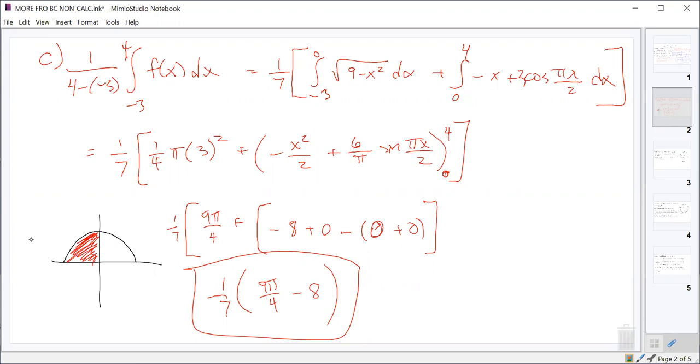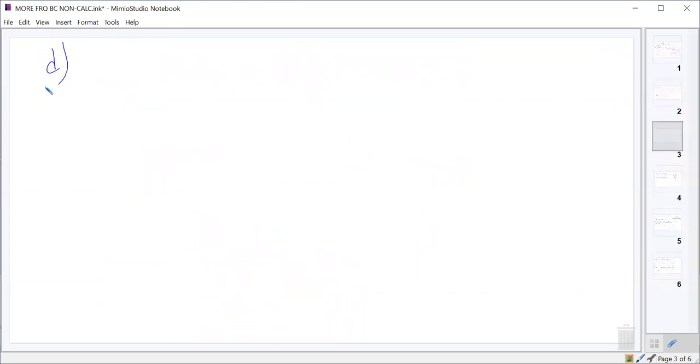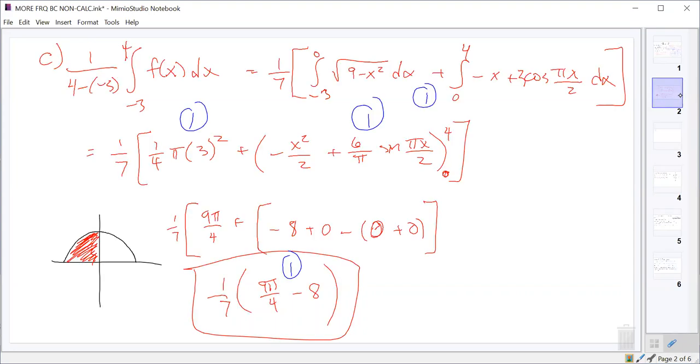You gotta do the full interval. If it asks for the average value of a function on an interval, you gotta do the whole 1 over b minus a of the full integral, and then any separation of the integral occurs inside of that 1/7 times it. Otherwise, it won't come out the same. All right. Oh, and this was worth 4 points: 1 point for splitting it into two integrals, 1 point for this value, 1 point for the correct antiderivative here, and then 1 point for the final answer. Everybody good with that?